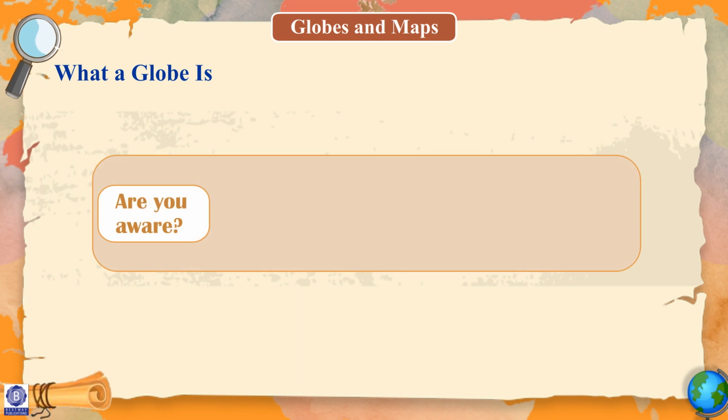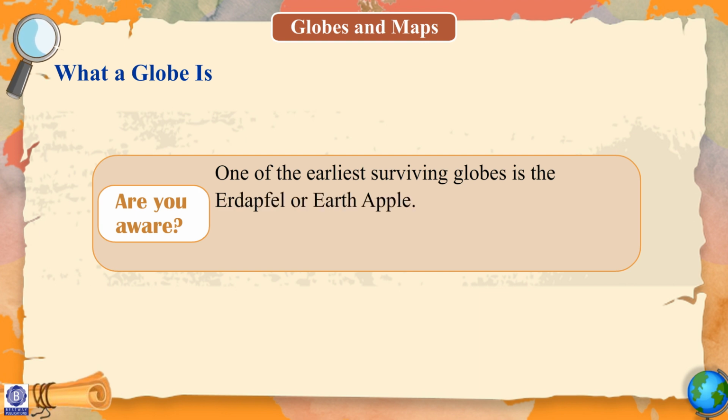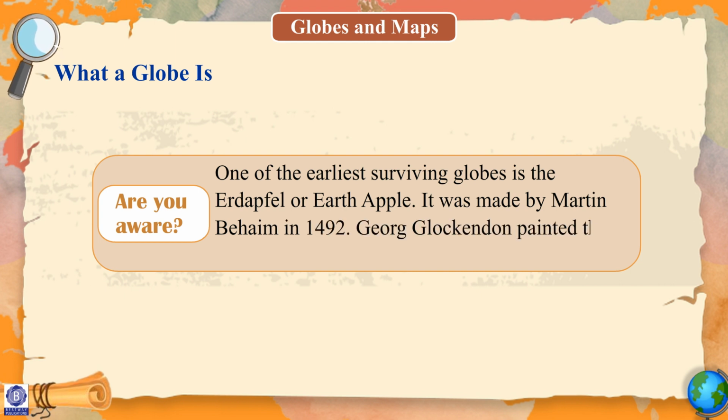Are you aware? One of the earliest surviving globes is the Adapfel or Earth Apple. It was made by Martin Behem in 1492. George Glockenjong painted the map on the Adapfel.